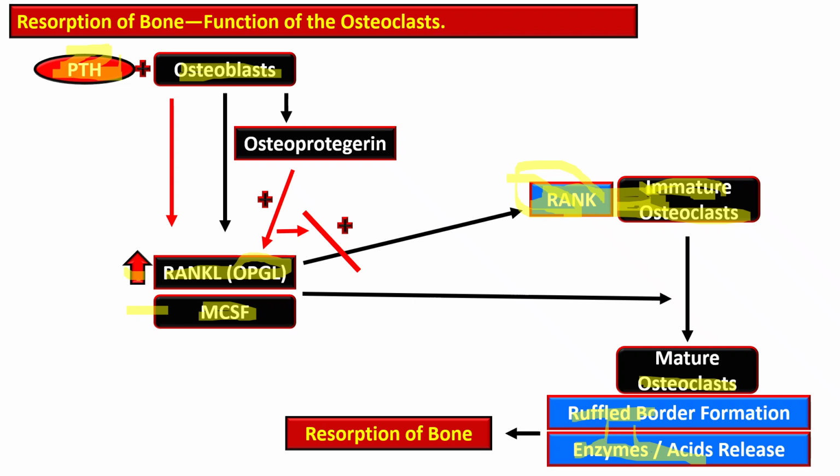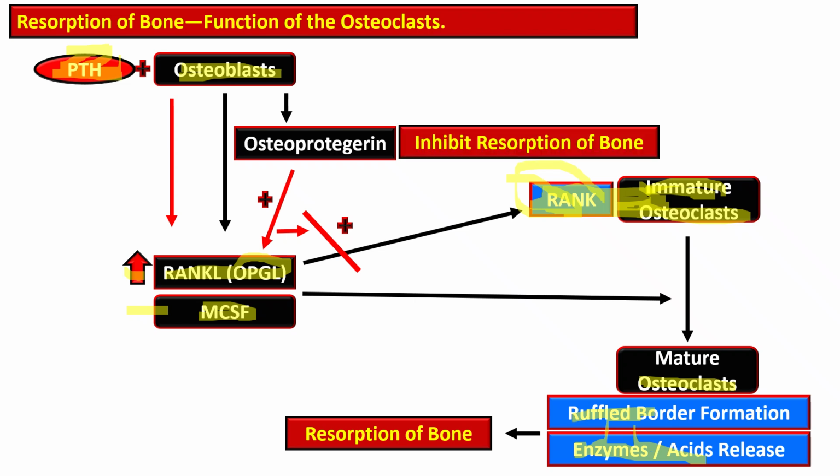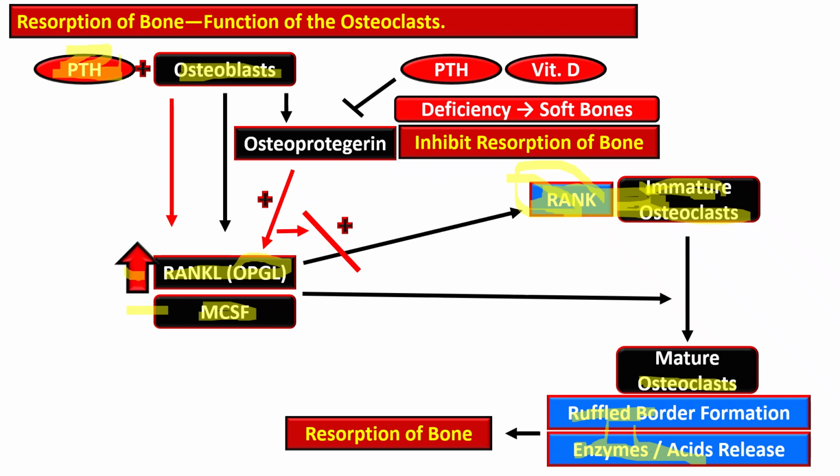Osteoprotegerin acts as a natural inhibitor, binding RANK ligand and blocking its interaction with RANK. So osteoprotegerin inhibits the resorption of the bone, and its deficiency will result in soft bone formation. Parathyroid hormone blocks osteoprotegerin and increases RANK ligand activity, so it results in increased osteoclast formation, while vitamin D is also responsible for the same effect. It increases RANK ligand, decreases osteoprotegerin, and is responsible for bone resorption.